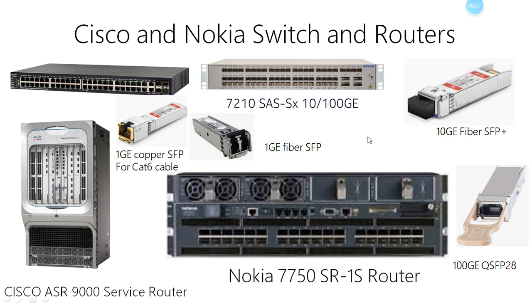For some of the ports, like this port, they are 100 gig. So you need to plug in the 100 gig QSFP28 into this port, so that you can plug in the fiber on this port. This router also provides 100 gig for each port. So for each port you need to plug in the SFP so that you can plug in the fiber cable.